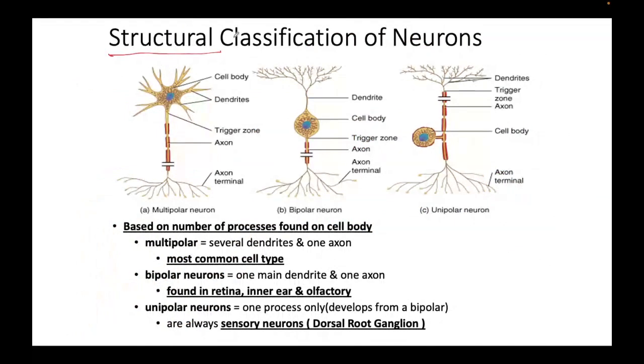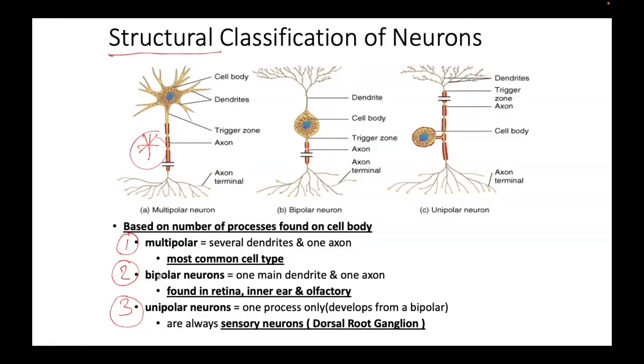Now, we did functional classification. Here's structural classification. Structurally, we have a multipolar, bipolar, or unipolar neuron. The most common is this one here. That is the multipolar, where you have several dendrites with one axon. This is the classic one. This is what we use to kind of teach the parts of a neuron. We typically use a multipolar neuron to show the dendrites and the cell body and the axon and the Schwann cells and the node of Ranvier and the myelin and the axon terminals, right?